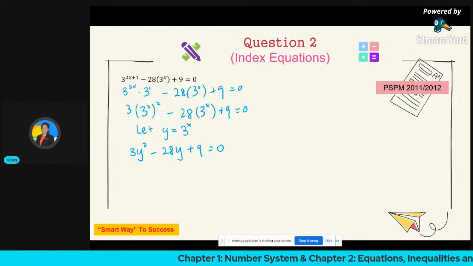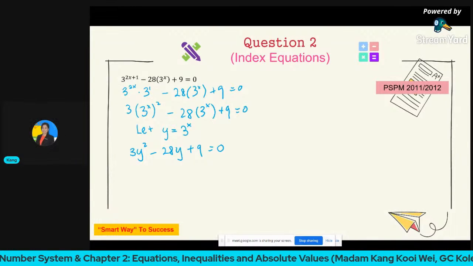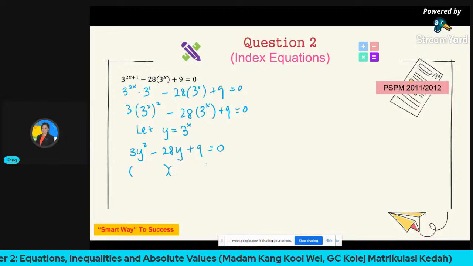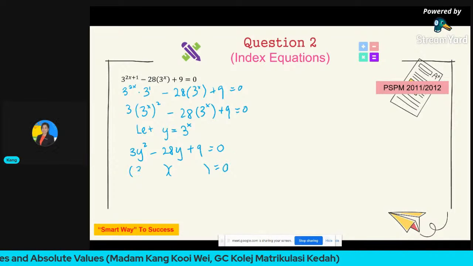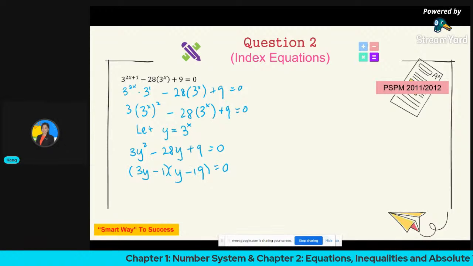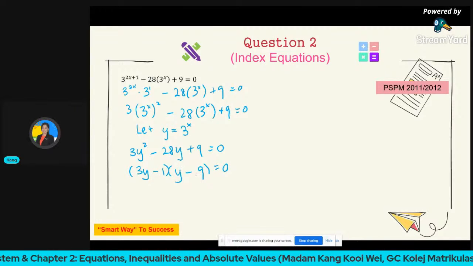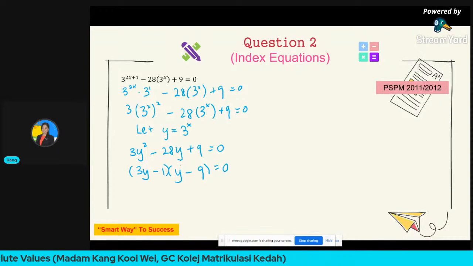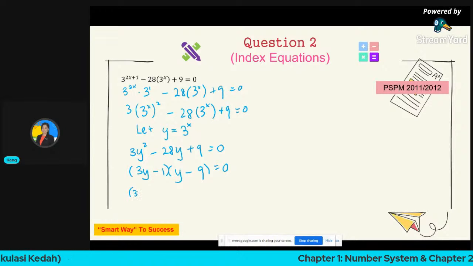Okay, then this one becomes a quadratic equation already. We need to do the factorization. Quadratic equation, we have 2 factors. Okay, so this one is our 3y times y. Then to get 28, we need to take 3 times 9. 3 times 9 is 27. Then minus 1, minus 9. Okay, so you get negative 1 times negative 9 becomes positive 9. Negative y times plus with negative 27, negative 28. Correct already. Now we need to let the 2 factors equal to 0.